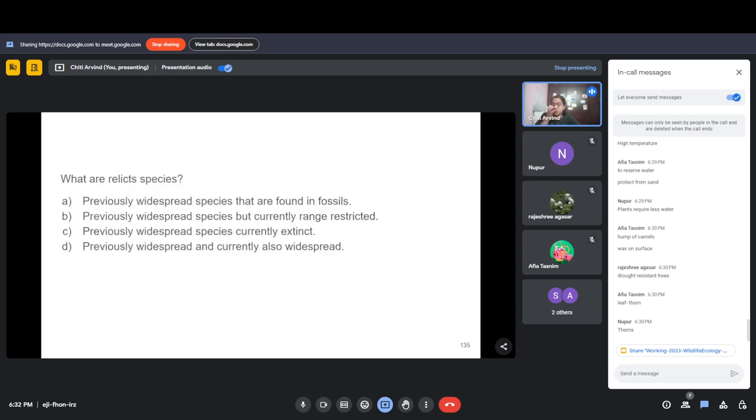Okay, so tell me, what are relict species? Relict species are previously widespread species that are found in fossils. They are previously widespread species but currently range restricted. They are previously widespread species that are currently extinct, or they are previously widespread and currently also widespread species. What do you think the name relict species suggests?